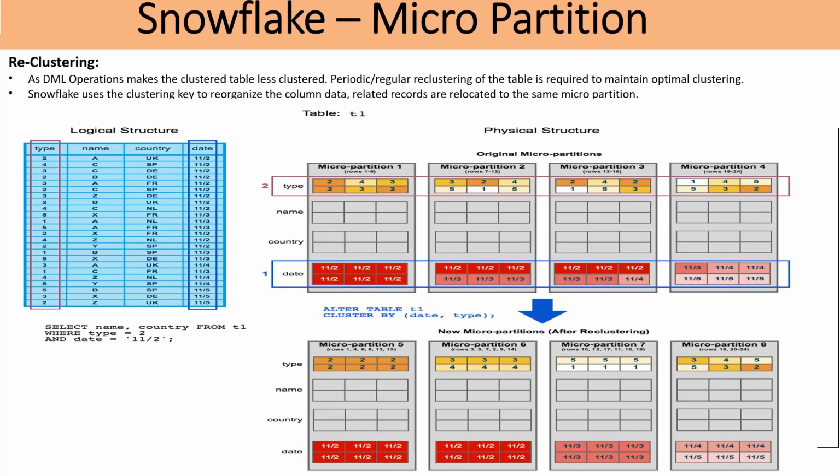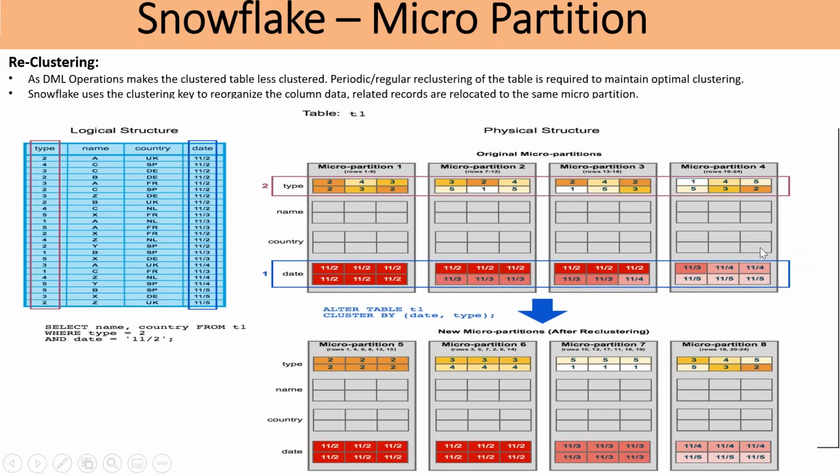Guys, you have to answer me. Sir, what was the question? When I issue this query, select name, country from T1 where type is equal to 2 and date is equal to 11/2, how many micro partitions has it scanned in the upper one? Four. There are four. Type equal to 2 exists in all the micro partitions. Yeah, 11/2 is only in 3, but since the type is equal to 2, it has scanned the other one as well.